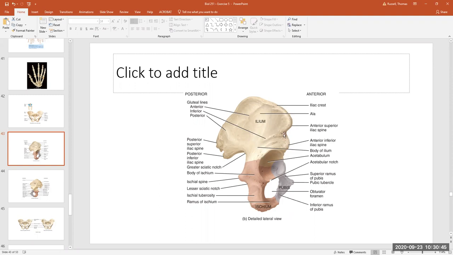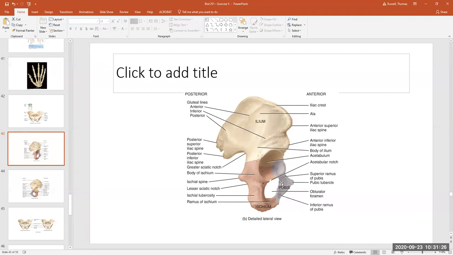Those two bumps right there are called the iliac spine. Since they're on the anterior side, the word anterior is in their name. One, though, is higher or more superior than the other one. So the one that is more superior, that bump, is just called the anterior superior iliac spine. The lower spine of the ilium on the anterior side is called the anterior inferior iliac spine. This indentation, which is formed by all three bones, is called the acetabulum.